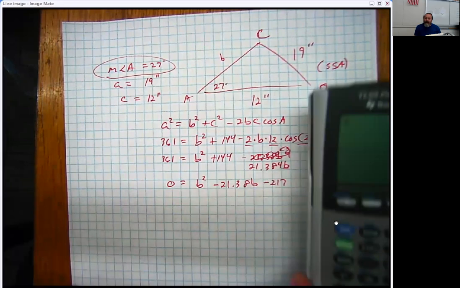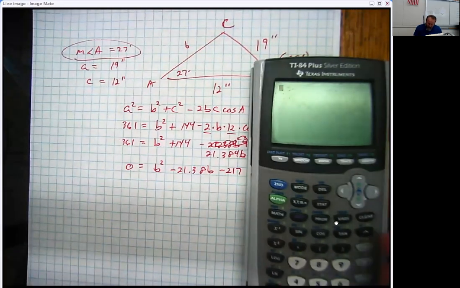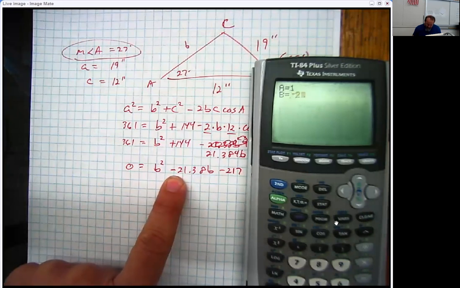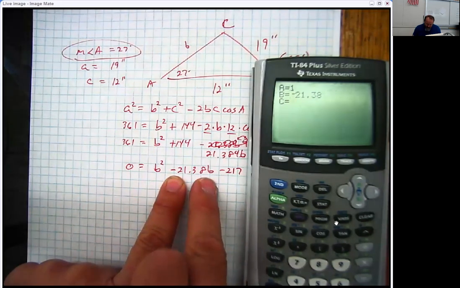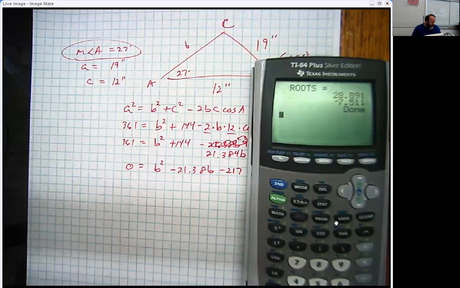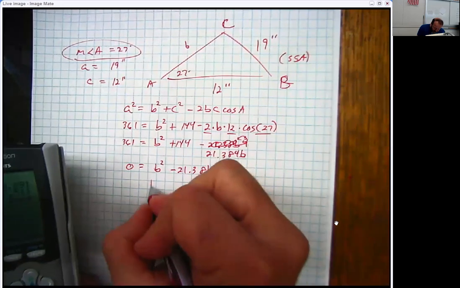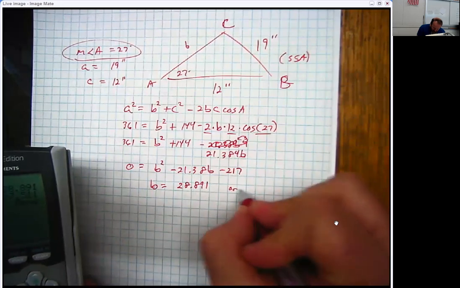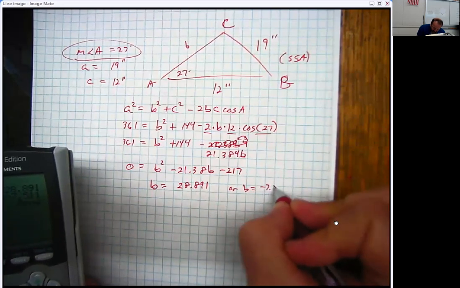So I have a quadratic equation solver on my calculator that I'm going to use real quick. Remember, a was the coefficient in front of that squared term. b was the coefficient in front of that normal term with the first degree, and c is the part out here at the end. When I put all of that in, what I got is that the possible values of b by the quadratic formula are 28.891, or it could be negative 7.511.